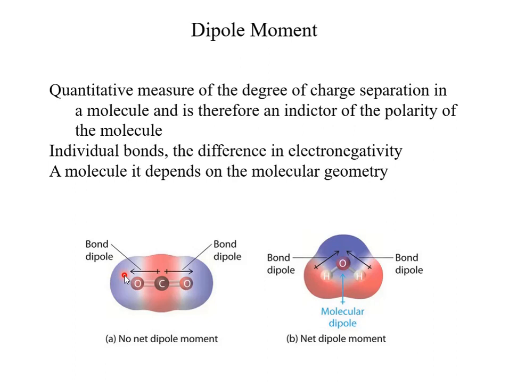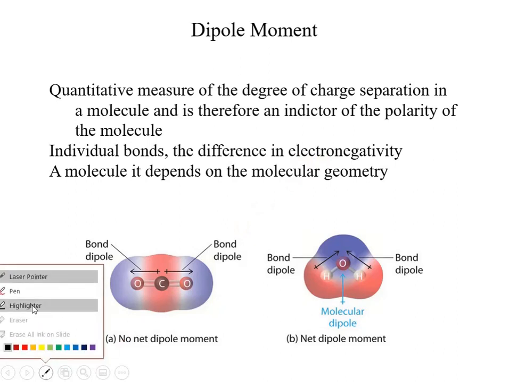In this video, we're going to talk about dipole moments of molecules. A dipole moment is simply the degree of separation. So basically, is there a positive and negative, or do they cancel each other out? Individual bonds pretty much always have a difference in electronegativity. The exception to that is carbon hydrogen.